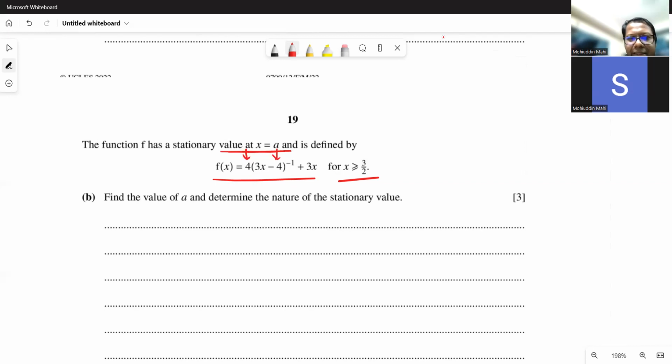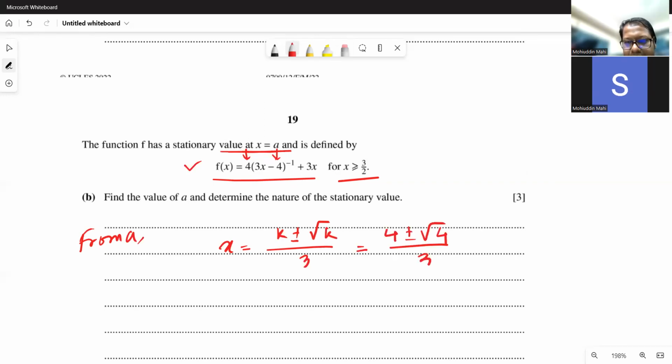Now, as I have said, the pattern of this function and the function in A is similar, so we can use the answer from question A. From question A, the value of x was k plus minus root over k divided by 3. So here at the position of k, we can put 4. And as this number has to be greater than 3 by 2, the answer is going to be 2. So that means the value of a is actually 2.